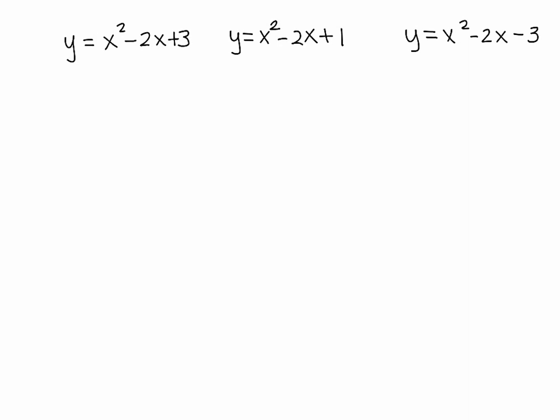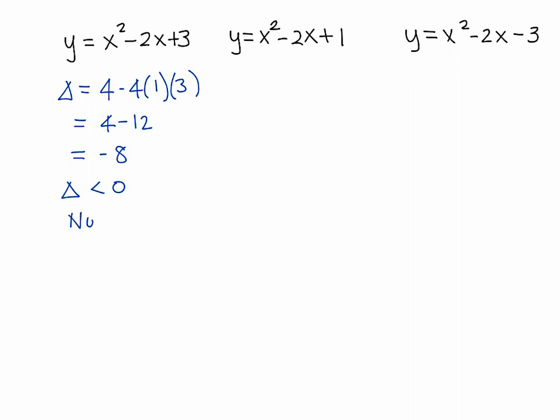We have y is equal to x squared minus 2x plus 3. Discriminant is equal to b squared, so that's negative 2 squared, 4, minus 4 times 1 times 3. So the discriminant comes out to be 4 minus 12. Therefore, the discriminant is equal to negative 8. We know when the discriminant is less than 0, this has complex roots. In other words, it has no real solutions.